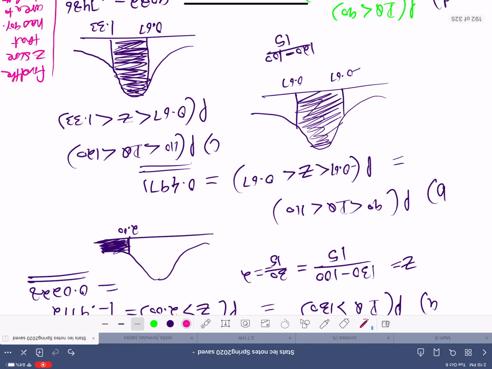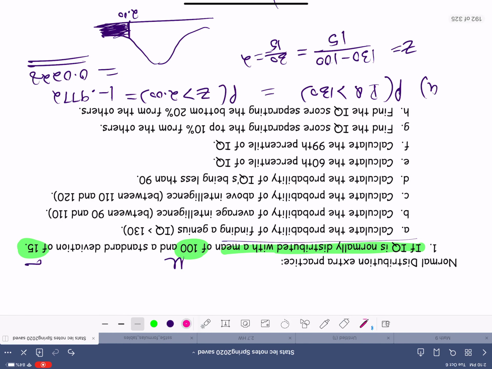Okay, and I'm going to leave the last part H for you to try. We're looking for the IQ separating the bottom 20%. So bottom 20% would be the same as top 80%, and it would have 0.2000 area to its left, and it's going to be approximately 113. Give it a try. Seek help if you get stuck.